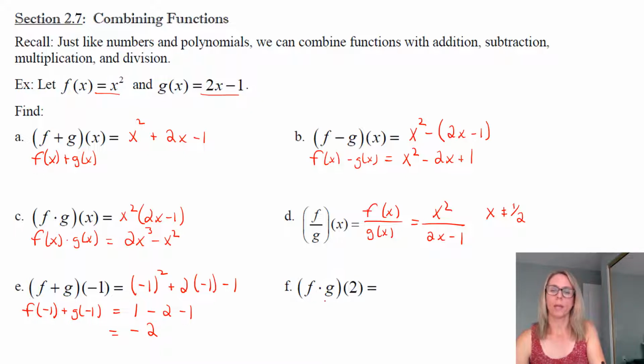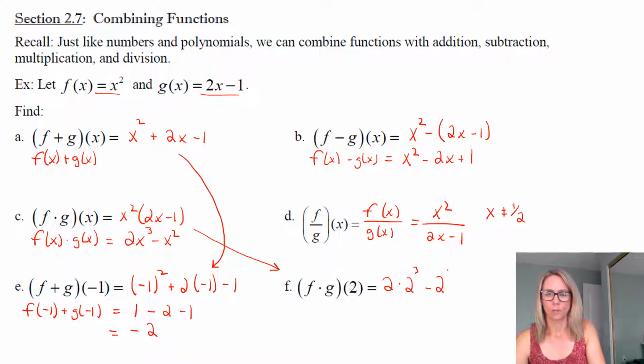Similarly for F, you're doing f times g of 2. Since we did already find the answer to that, so maybe I'll do some arrows there if that helps you out. You can see that now we can just take what we found in part C and we can evaluate that and see what we get.